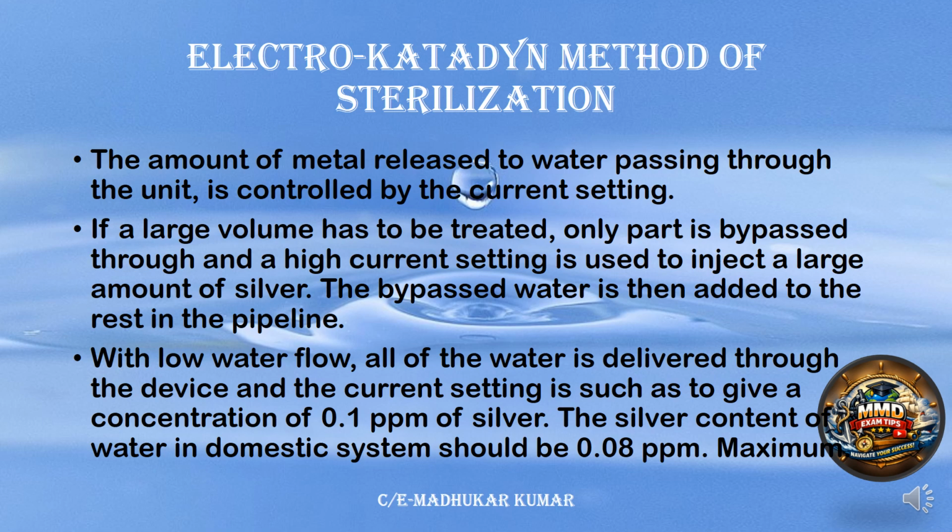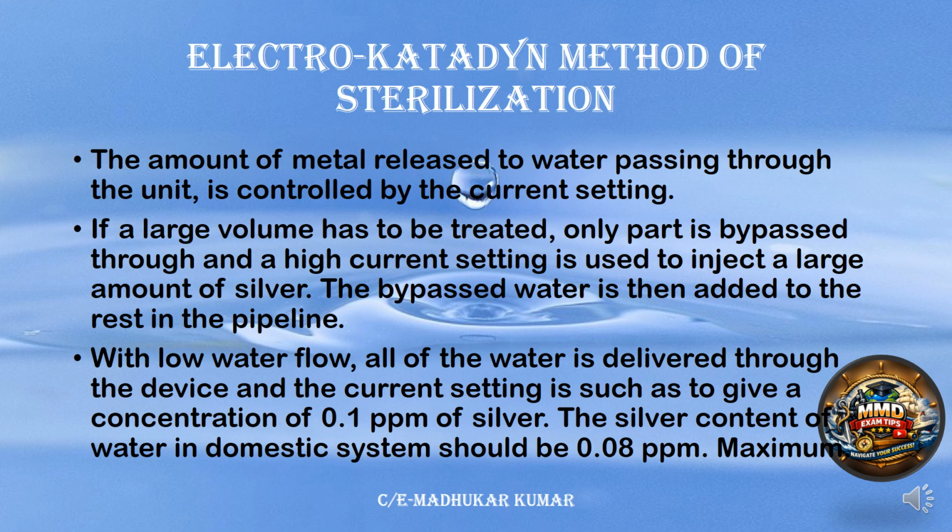Okay, so in this case, we have a large volume of water to be treated. Then what happens? Some amount of water has to be bypassed and passed through the electrokatadin treatment plant, and this bypassed water, with a large amount of Ag+ ions, is introduced into the mainstream, and this mainstream water is going to be used as treated water.